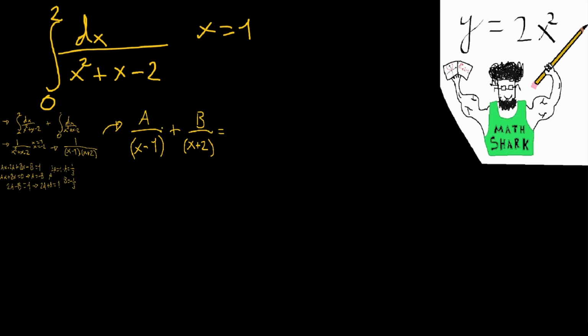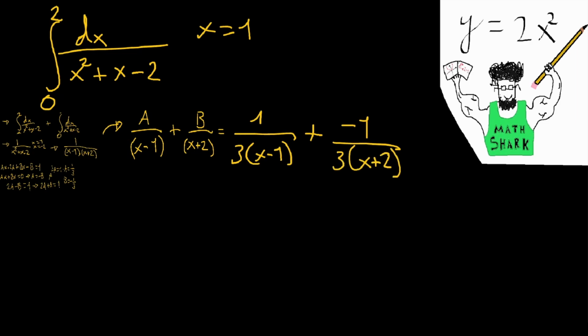And now we can put these constants back into our fractions to get the split form. So our two fractions are going to be 1/3 over x minus 1, which is 1 over 3 times x minus 1, plus minus 1/3 over x plus 2, which is just minus 1 over 3 times x plus 2. And now this is much easier to integrate. So let's do that now.